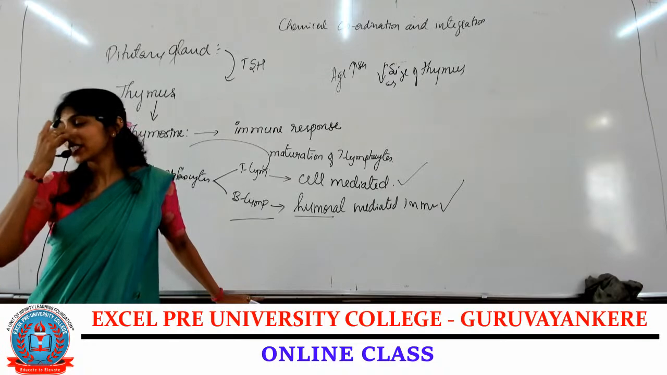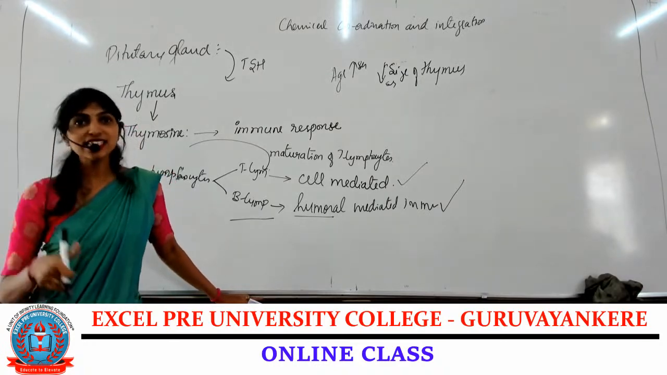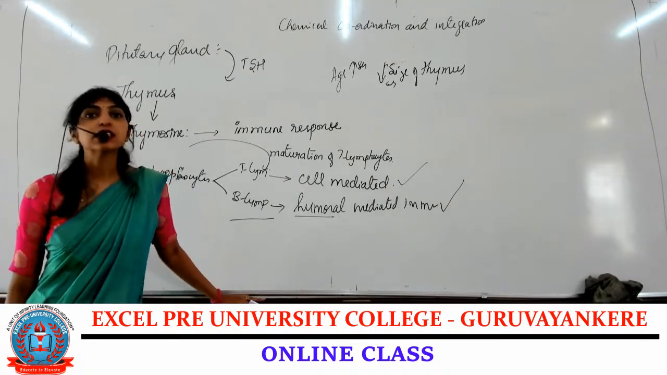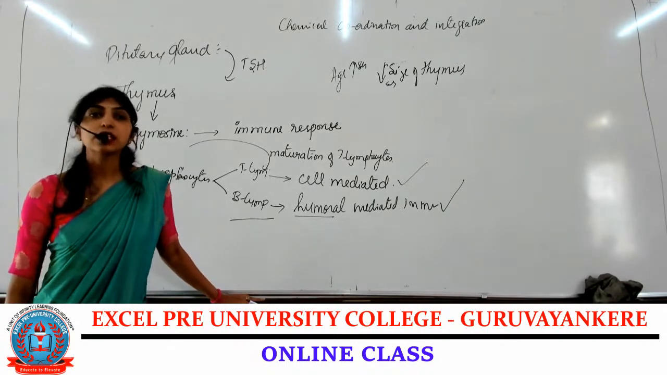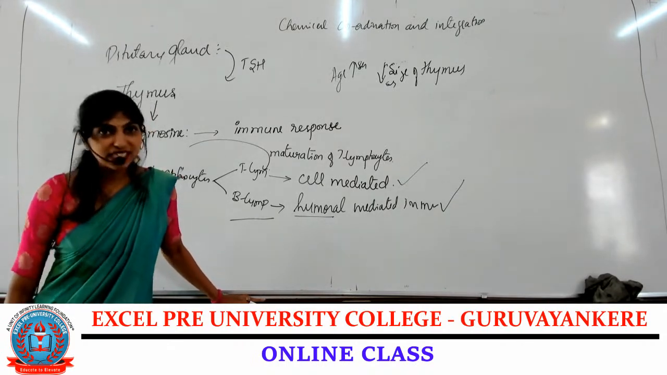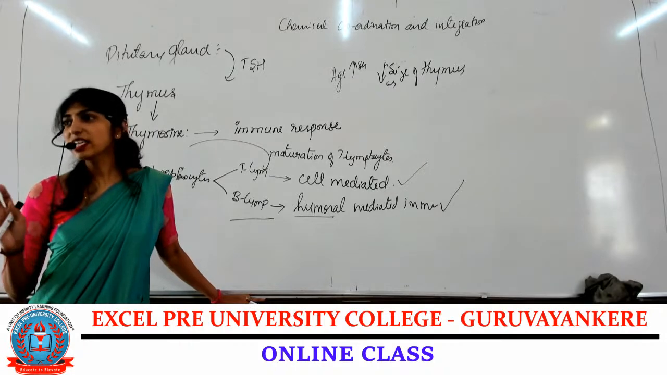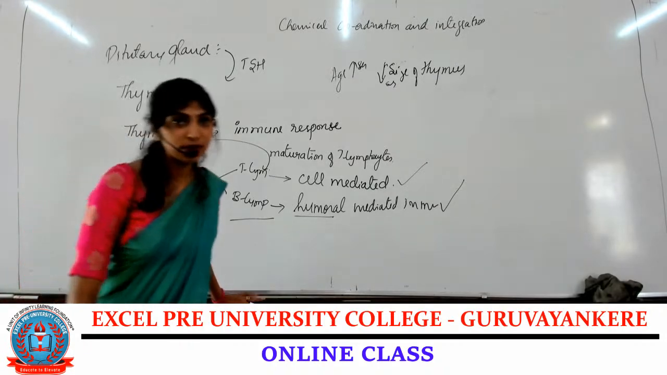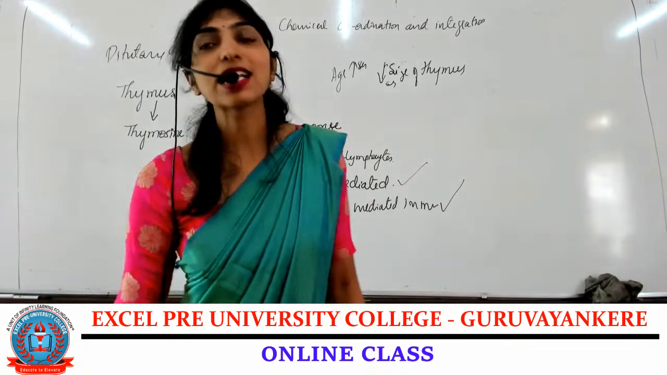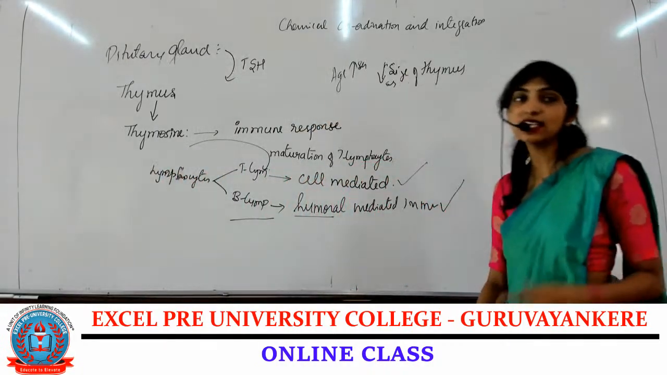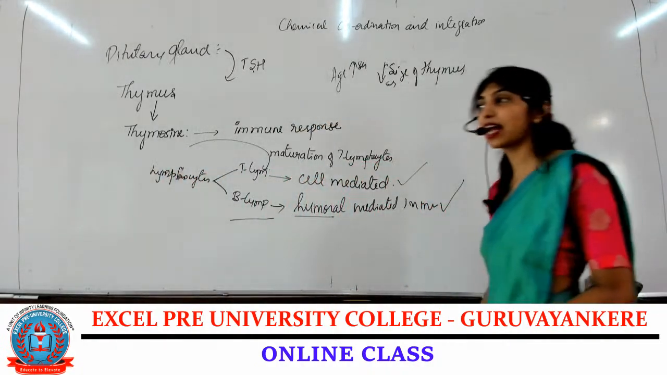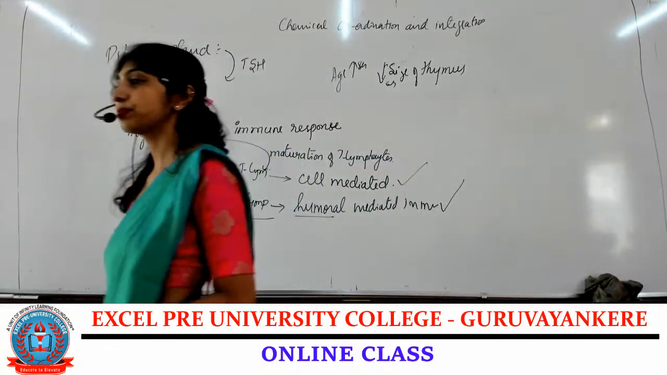Here we complete the 6 glands. Which are the 6 glands you have studied? Hypothalamus, pituitary, pineal, thyroid, parathyroid, and thymus. Coming to the next gland, that is adrenal gland. Next gland we have adrenal gland.